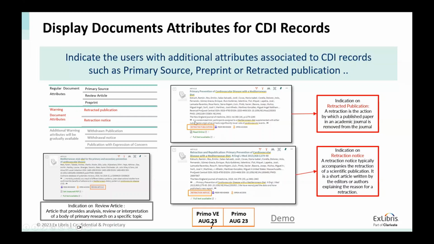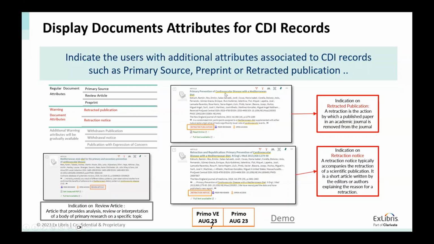We chose to have this warning document attribute appear even before peer-reviewed and open access, just to mark it to the user. It's not only that we are displaying it in the brief results, it will also be displayed in the full record. And you will also see in the demo in the next slide that we let the user filter by those, so they can choose to see articles but exclude retracted publications, for instance.